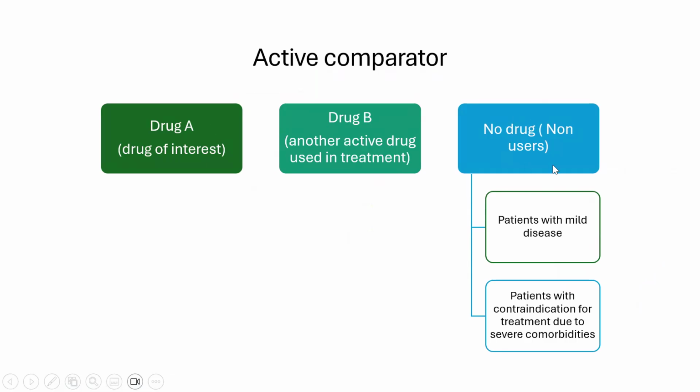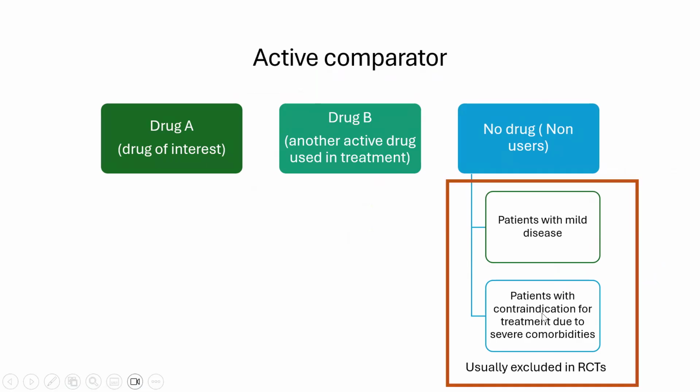Patients in a cohort might not receive drugs either because they have very mild illness or because they have so many comorbidities that you cannot give this particular drug. In an RCT, we normally exclude this group of patients. In this active comparator design, you compare drug A with patients who have used another active drug for the treatment.